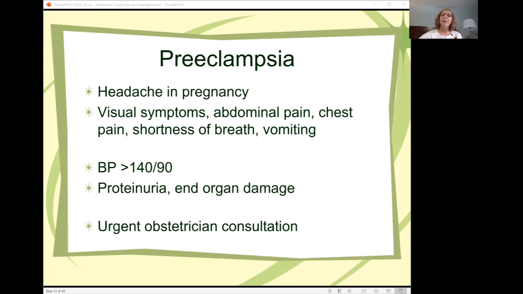Headaches in pregnancy and even up to 6 weeks postpartum can indicate preeclampsia. The highest risk is actually the first week post-delivery. This diagnosis is made by high blood pressure on 2 occasions, as well as other symptoms and signs. Here, the obstetrician should be consulted immediately. If symptoms are severe, urgent delivery of the baby may be necessary.